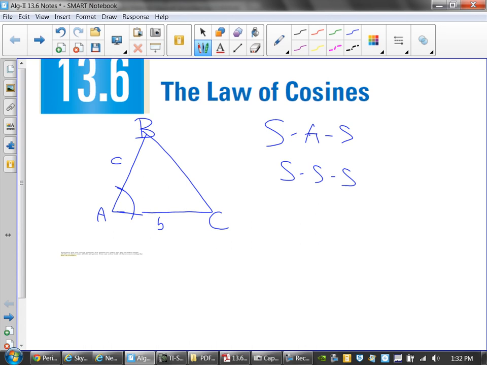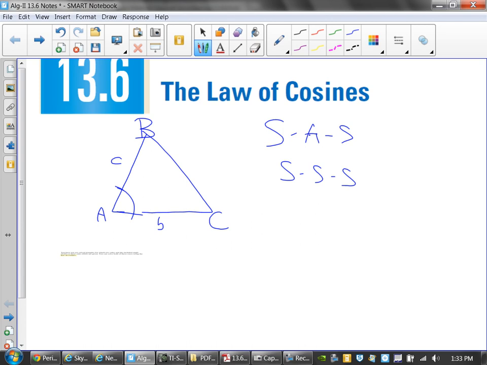Now, the law of cosines itself is going to look rather weird. Sorry, so we have angle A and then sides B and C. You're going to have an angle and the sides that make up the angle, or you're just going to have all three sides. Okay? This is what I'm showing, the side angle side, or all three sides. That's when you use the law of cosines.